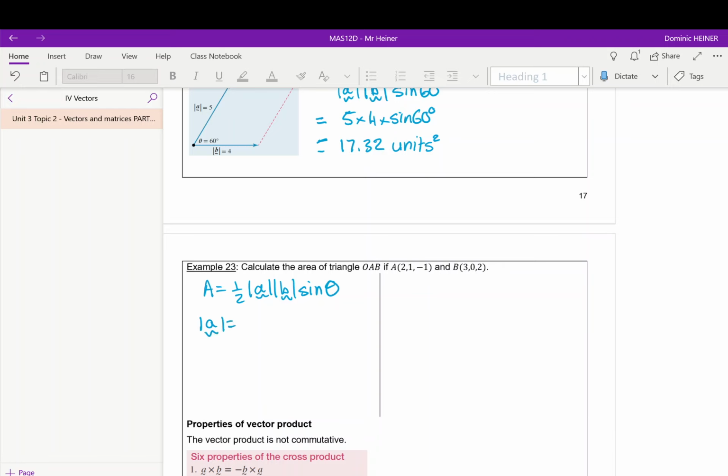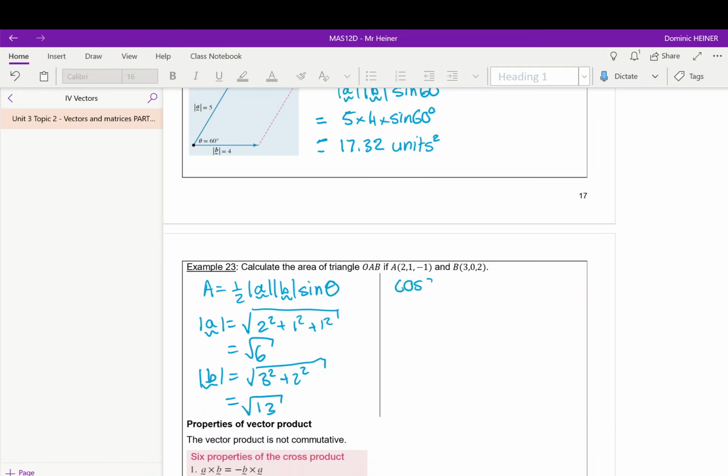The magnitude of A is equal to the square root of 2 squared plus 1 squared plus 1 squared. That's going to give us root 6. The magnitude of B is equal to the square root of 3 squared plus 0 squared plus 2 squared. That is going to give us 9 plus 4, which is root 13.